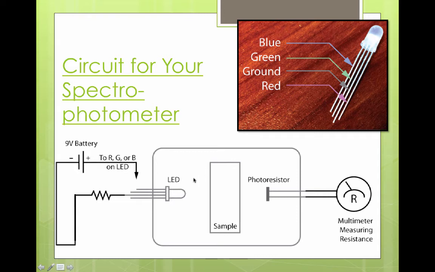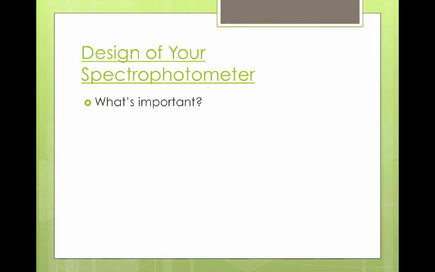That light should pass through the sample of our algae and be sensed by a photoresistor. This photoresistor we're going to be connecting to a multimeter to measure the resistance. And the greater the concentration of algae in our sample, the higher the resistance will be of that photoresistor.